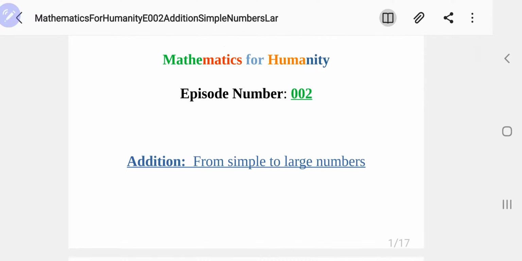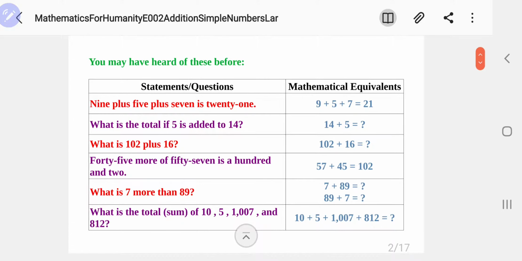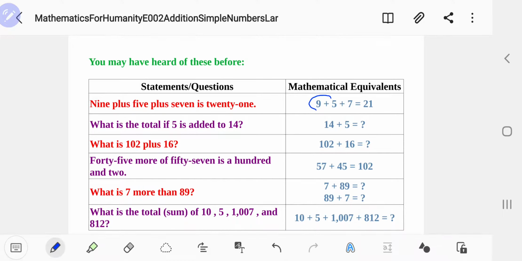So let's start with converting statements or questions to mathematical equivalents. So you have here 9 plus 5 plus 7 is 21. So in mathematical expression, that would be symbolized by this one. 9 plus 5 plus 7 equals 21.